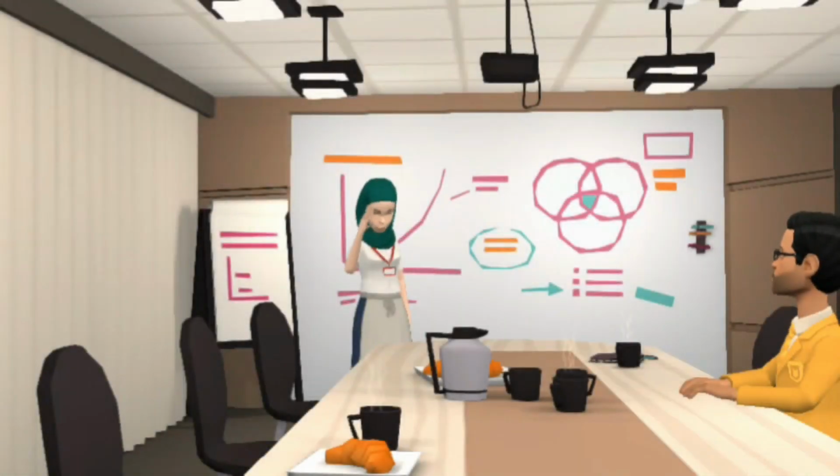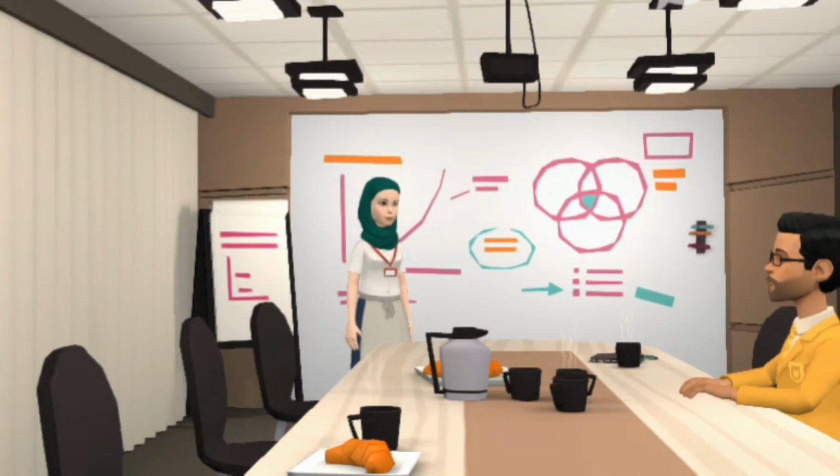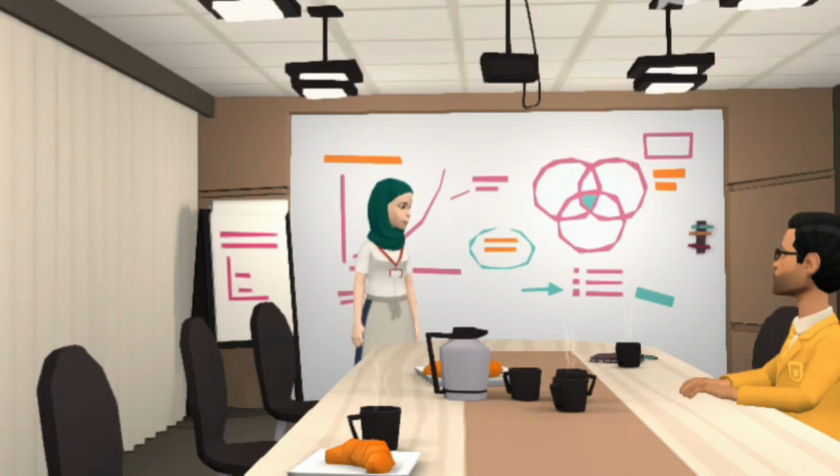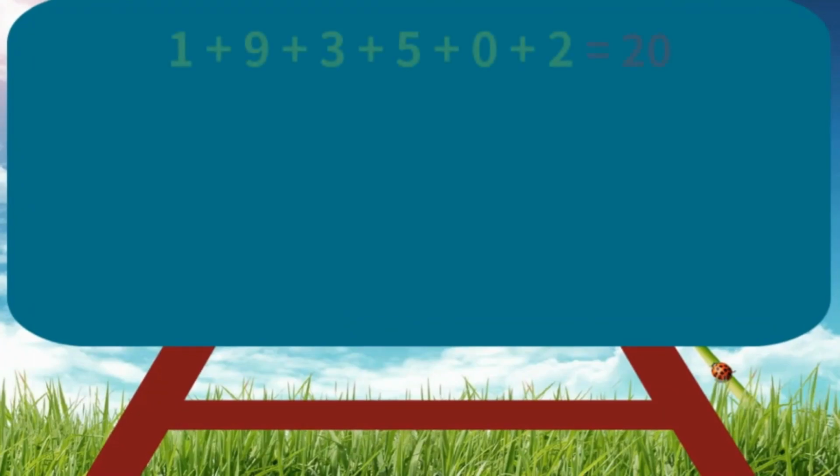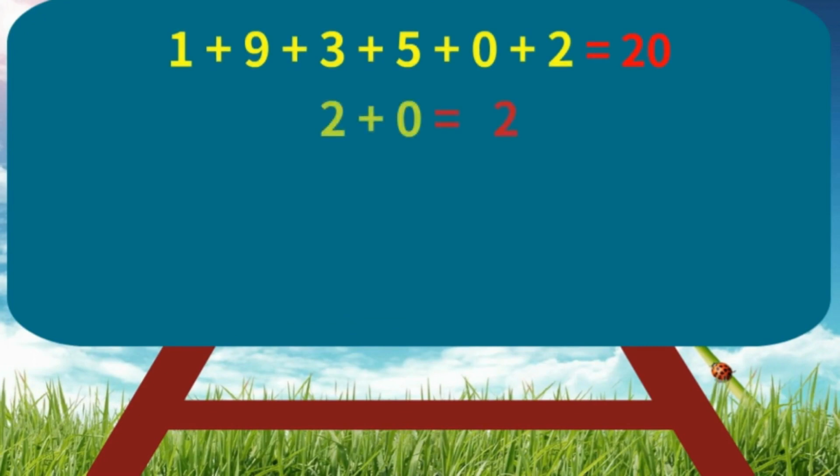Sir, can you please tell me the PIN code of your school? Yes, sure. It's 193502. Thank you. For section sampling, we will add all the digits of your school's PIN code: 1, 9, 3, 5, 0, and 2. That equals 20. Now, we add 2 and 0 to make it a single digit, which gives us 2.